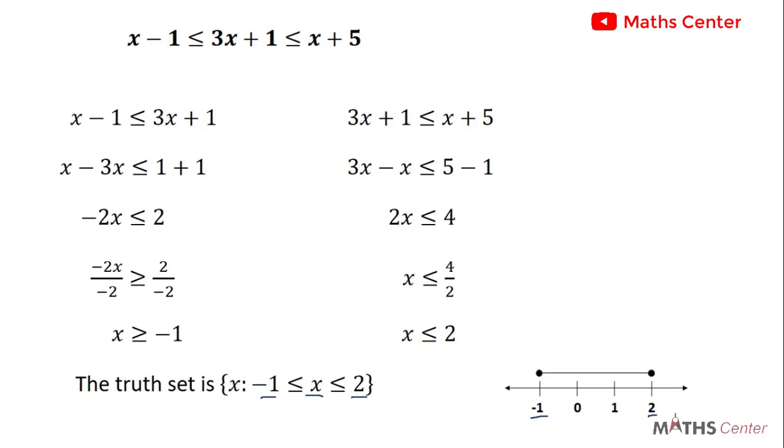You draw a small circle on each of the answers. Now because x is greater than or equal to -1, you shade the circle on -1. And also because x is less than or equal to 2, you shade the circle on 2.